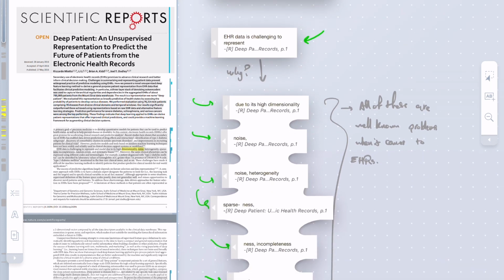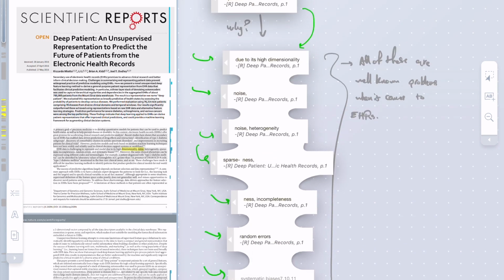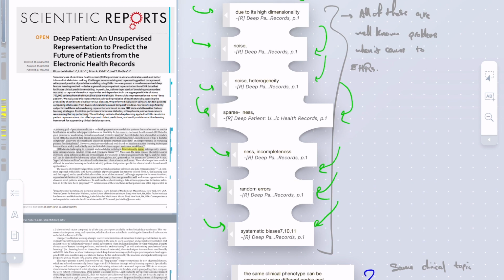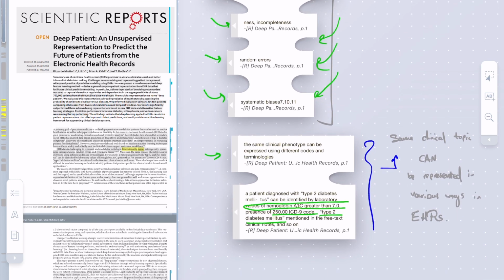So why is EHR data challenging to represent? Many reasons could apply. Some of them are the high number of dimensions, noise, heterogeneity, sparseness, incompleteness, random errors, and systematic biases. Electronic health records are unstructured databases covering many domains. There are missing values, there are various frequencies of sampling, etc. All of these play roles in making it a challenging and cumbersome task to carry out.